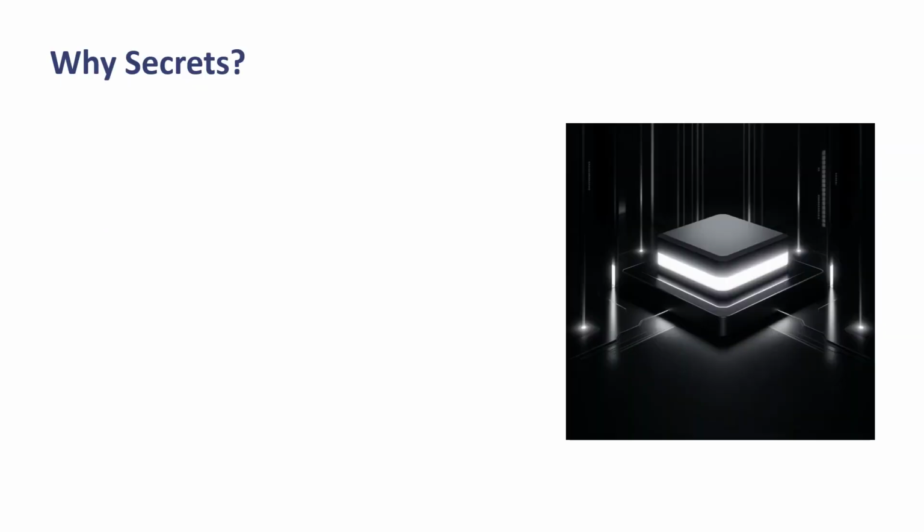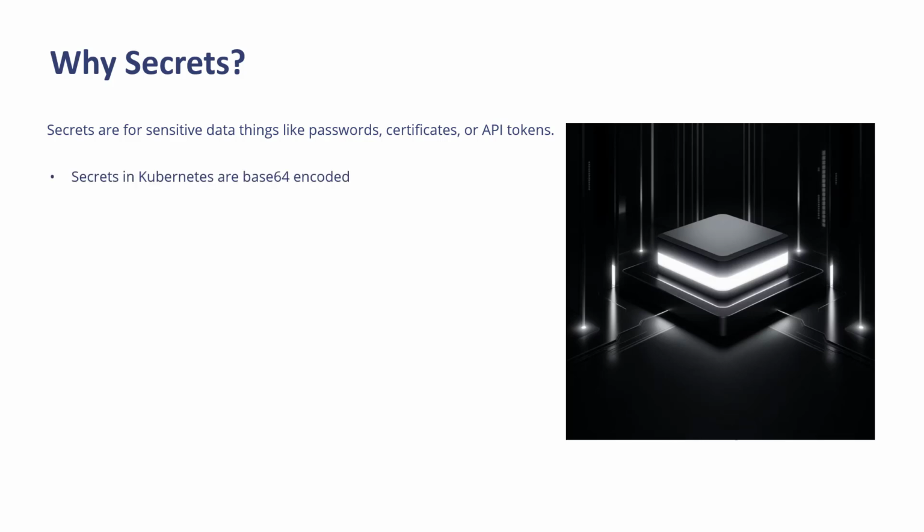First, let's start with the basics. Config maps are for general configurations, things like environment variables or app arguments. Secrets are for sensitive data, things like passwords, certificates or API tokens. Now one important point: secrets in Kubernetes are base64 encoded and not fully encrypted unless you enable encryption at rest. So it's more secure than config maps, but you should still treat them carefully.